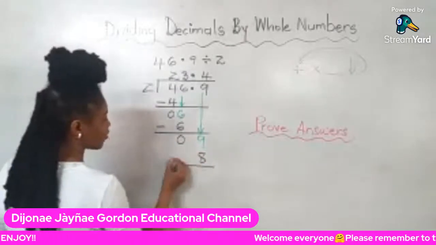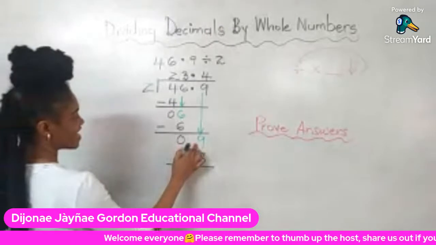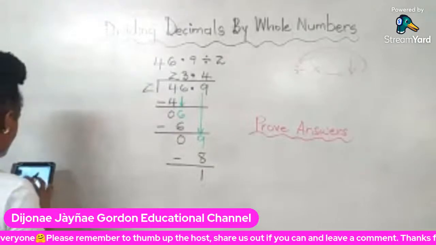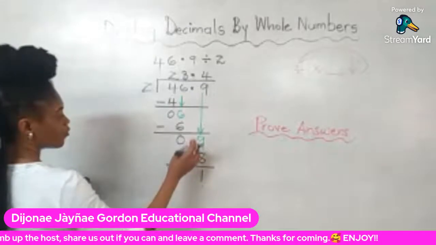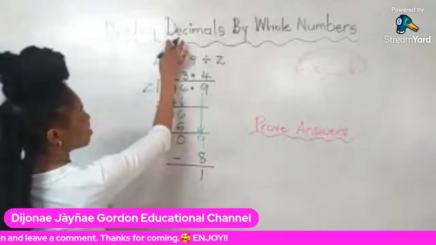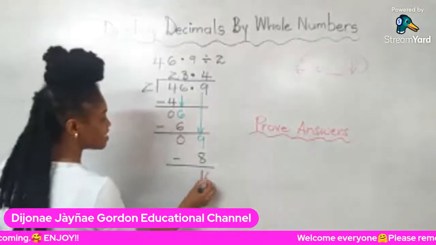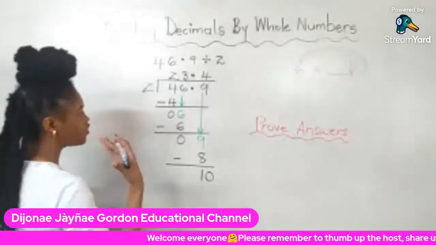We're going to take away again. And of course, you have 19 and you give away 8, you are left with 1. And of course, look carefully. We have 1 down here. Remember, we are doing decimal numbers. And of course, we are just going to add a 0 right here and continue until we have no remainder.